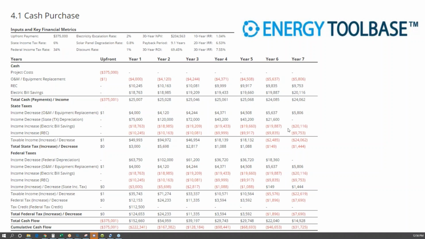But Energy Toolbase will take into account things like discount factors and calculate internal rate of return, net present value, simple payback, and it'll take into account your federal tax rate and your state tax rate.